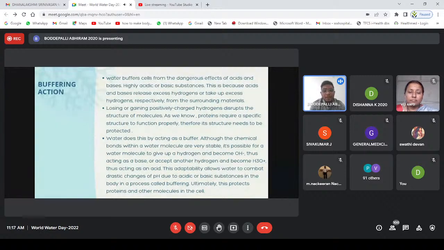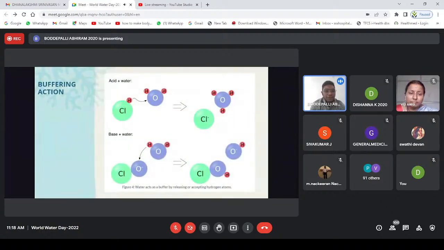So this adaptability allows the water to combat drastic changes of pH due to acidic or basic substances in the body. And this is the buffering action. So here we have a schematic presentation showing how this actually happens.